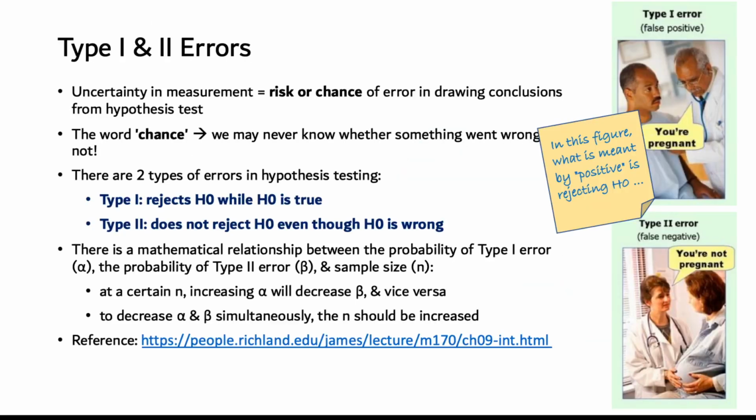This decision procedure can lead to either of two wrong conclusions. Rejecting the null hypothesis H0 when it is true is defined as a type 1 error. The probability of making a type 1 error is denoted as alpha, which is the significance level of the test.